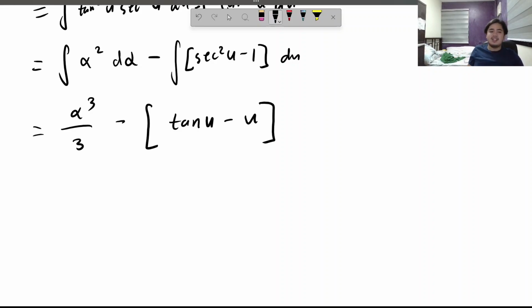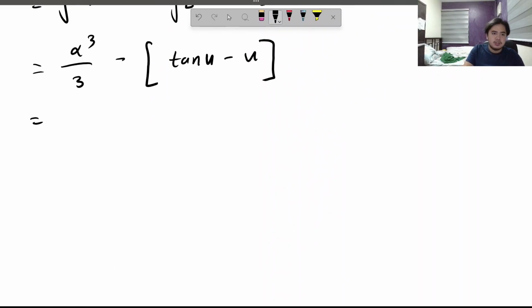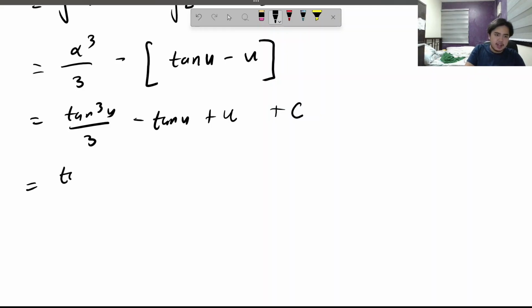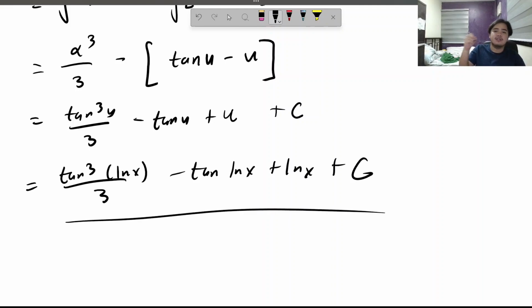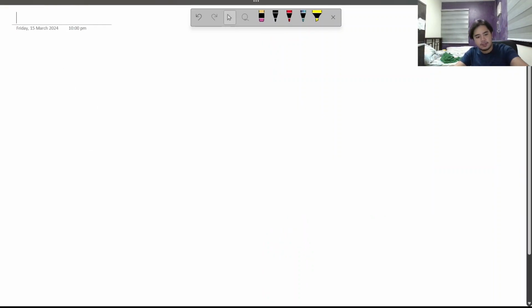Anyway, that aside, let's put everything back together. Alpha is tangent u. So this becomes tangent cubed u over 3 minus tangent u plus u. We could put plus c here, but we need to put the ln x back in its place. So tangent cubed of ln x over 3 minus tangent of ln x plus ln x plus c. There you go. Next.